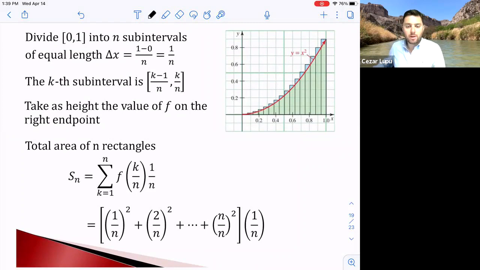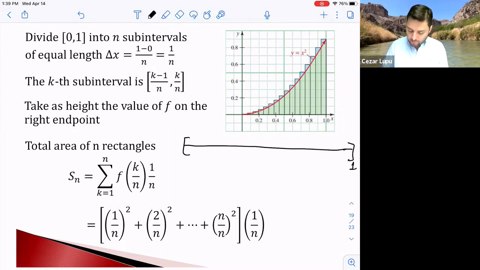Right? And we're going to divide this into n subintervals of equal length. Well, the length of each subinterval is, well, if you divide this into n subintervals, it's, let me just draw a picture. So let's just say we have this interval from 0 to 1 here. So it's 0 to 1 over n, then 1 over n to 2 over n, then 2 over n to 3 over n, and so on.